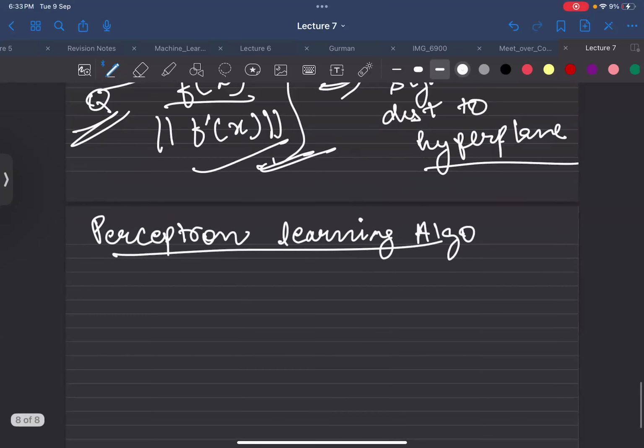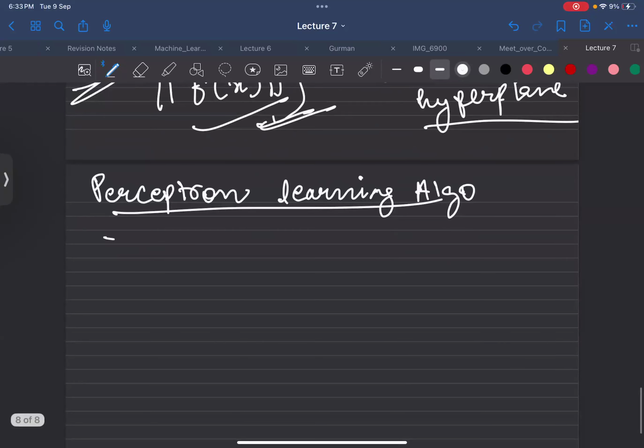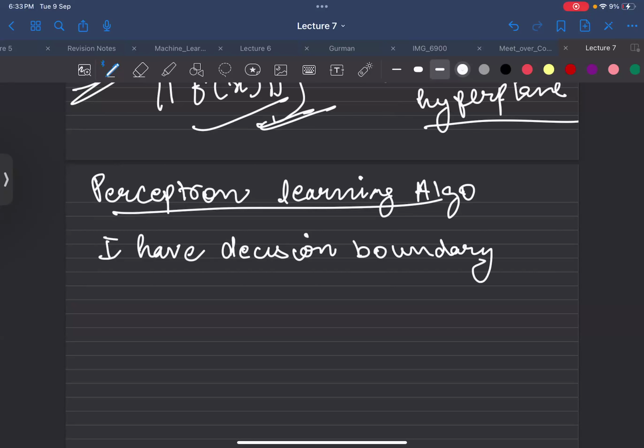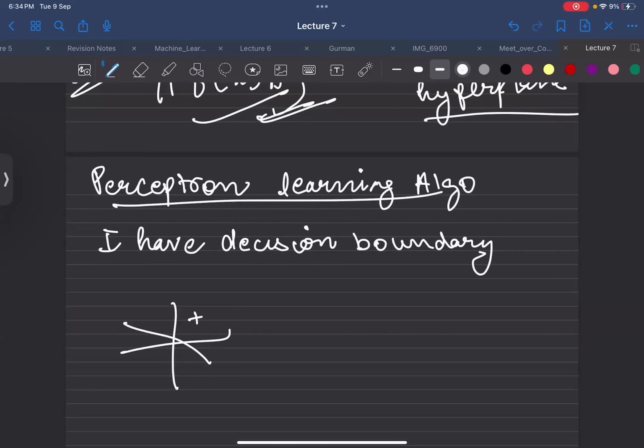So what is the perceptron algorithm? Let's try to understand the intuition behind it. I have a decision boundary, and whatever points were above it referred to one class, and whatever points were below it referred to the other class. Okay. Now there can be points which are misclassified also. Like suppose here we have all pluses, there can be some minus also, which are called misclassified points.